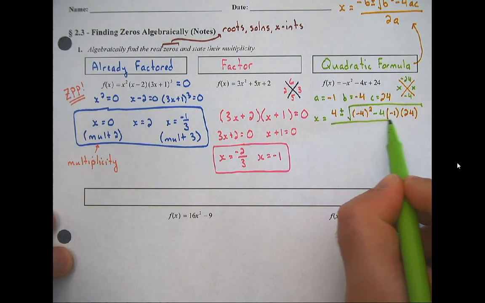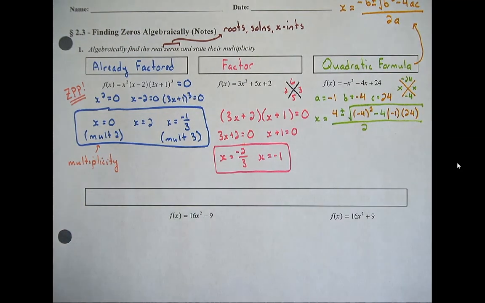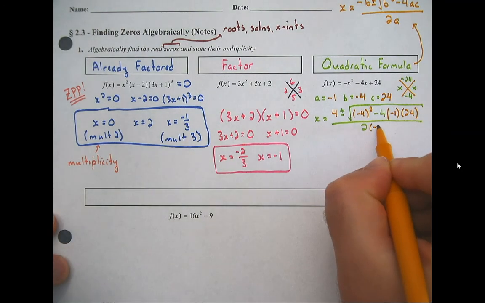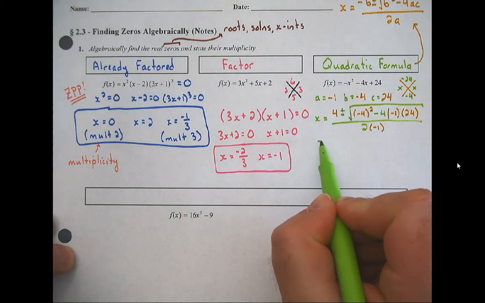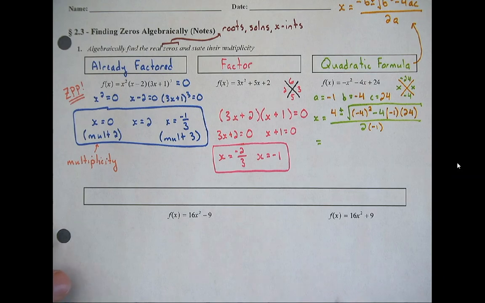All over 2 times A. All right, when you clean this up, back in the day, you used to be able to type almost all this in your calculator. You get some messy decimal. Now we're in pre-calc. We want to get nice exact solutions, nice simplified exact solutions, which means we need to clean up a little bit at a time.